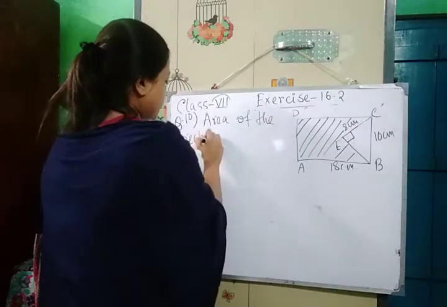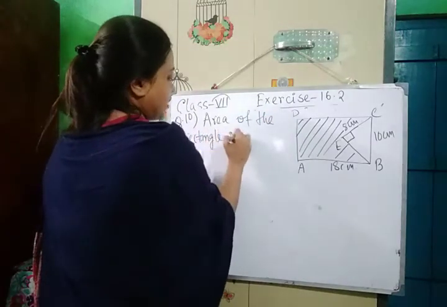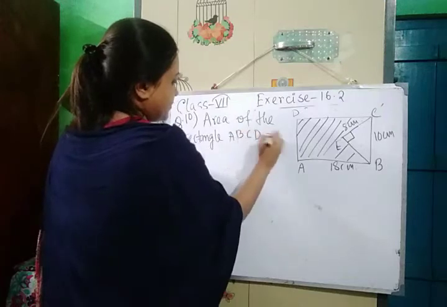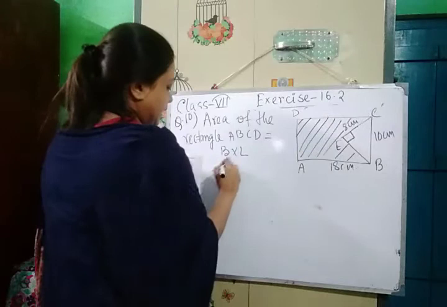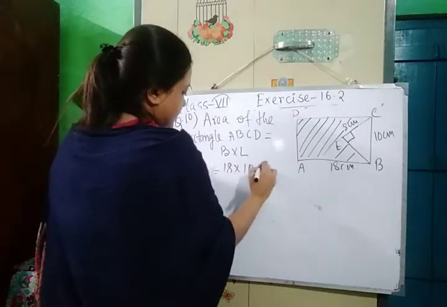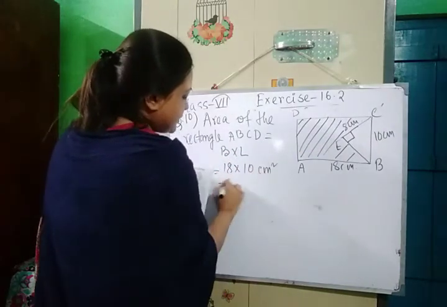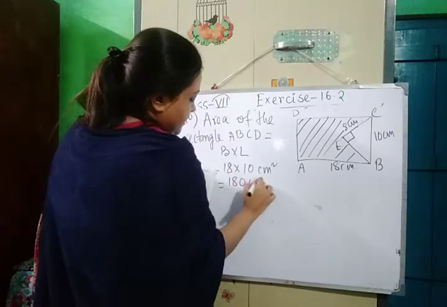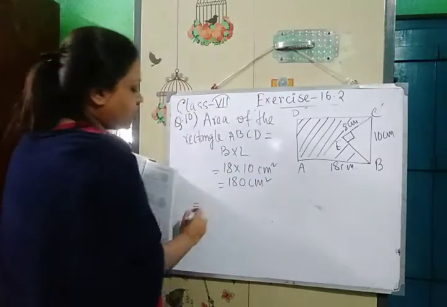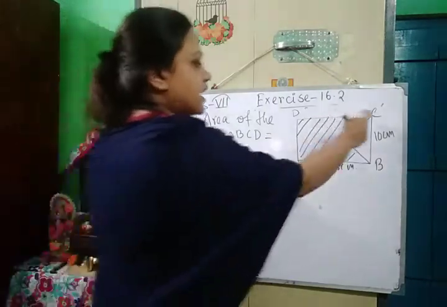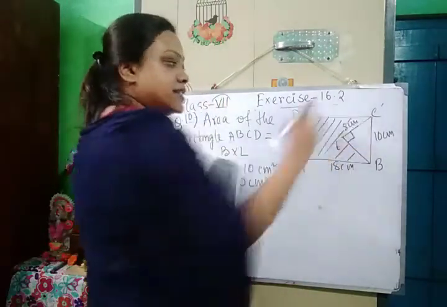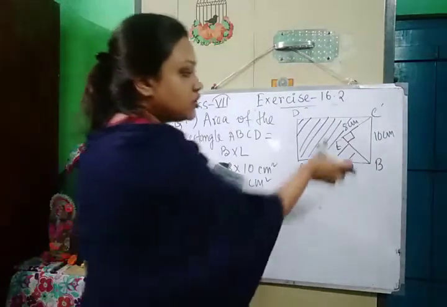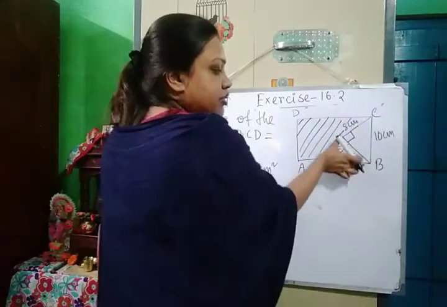The area of the rectangle ABCD equals length into breadth, 18 into 10 centimeter square, that is 180 centimeter square. Now we will find out the area of the triangle BEC. So formula is half into base into height. So we know the height but we don't know the base.